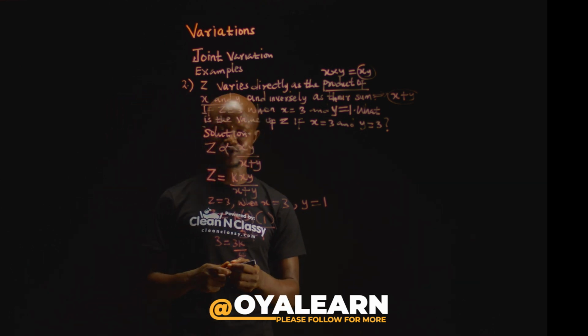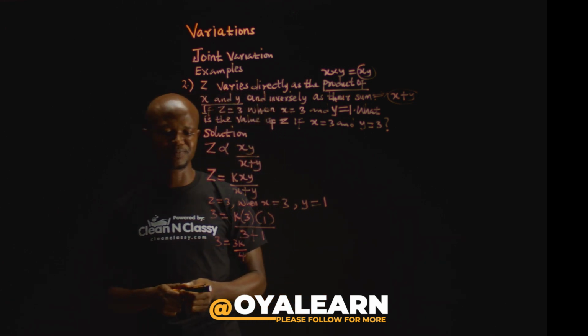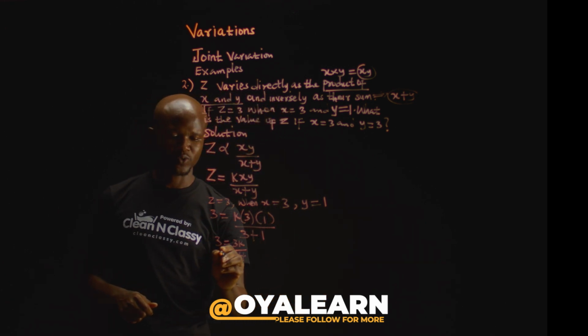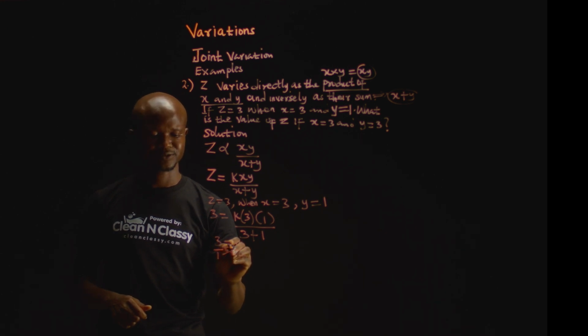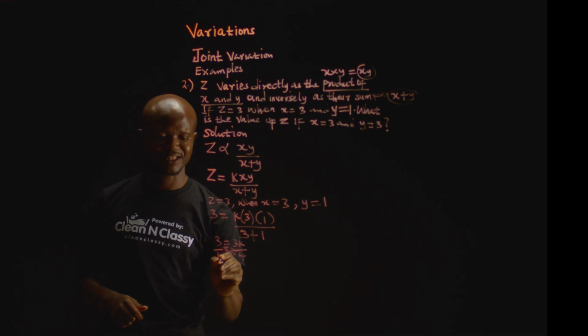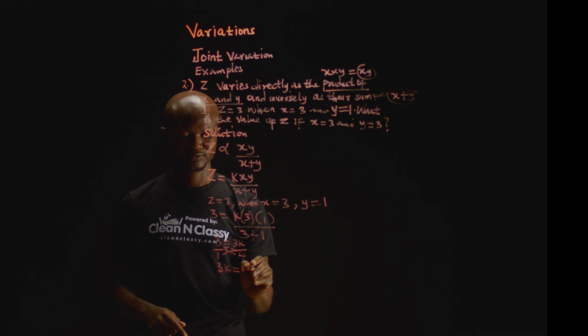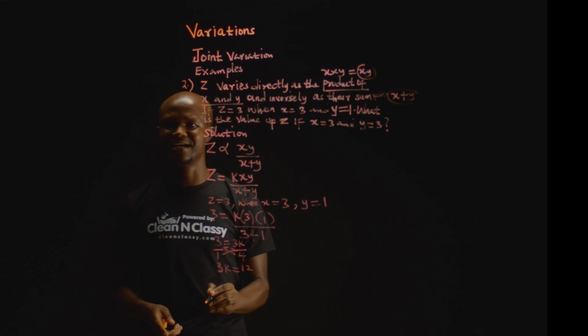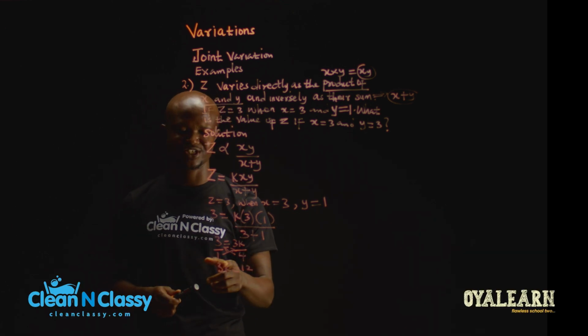So the next thing for us to do is to cross multiply. This is like 3 over 1. Then cross multiplying, we have 3K times 1, we have 3K, and we have 3 times 4, what do we have? 12. How do we find K now? We divide both sides by the coefficient of K, which is 3.